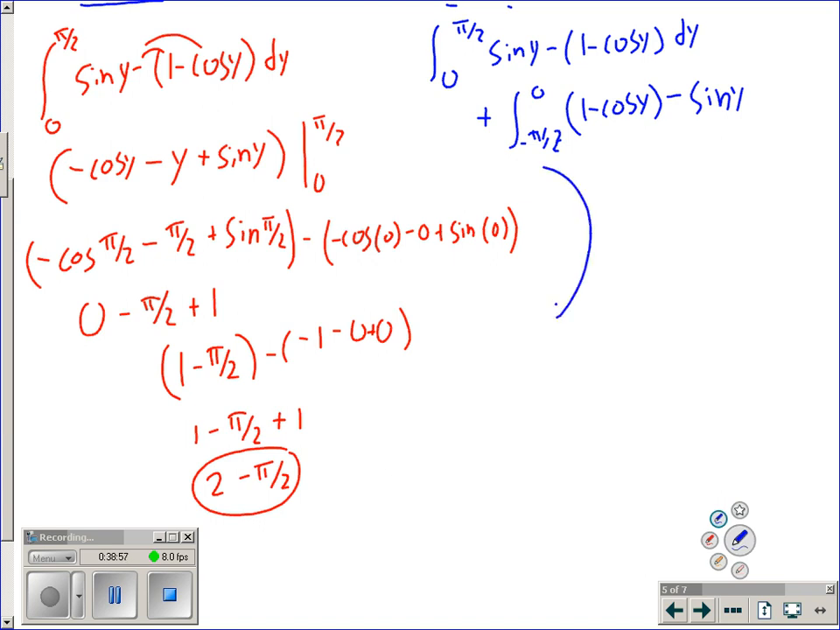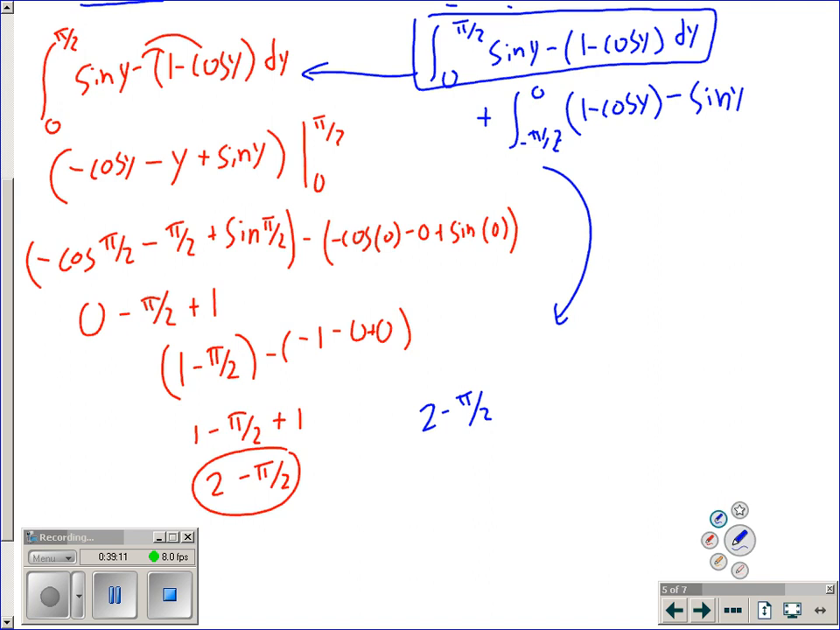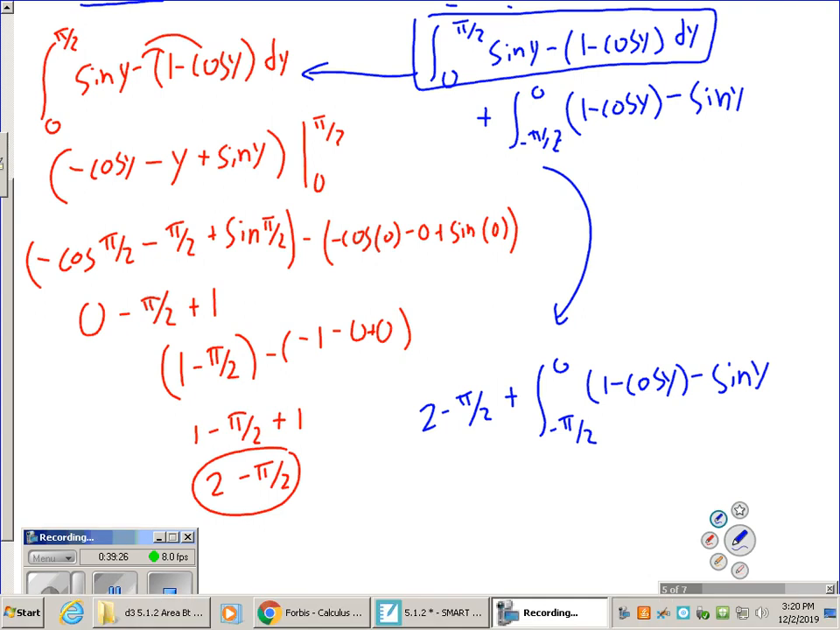So I'm going to go down here and solve this. Well, I already know what that's equal to, don't I? If you look over here, it's just the same as the area we found previously. So I know that's going to be 2 minus pi over 2 plus, and now the integral from negative pi over 2 to 0 of 1 minus cosine of y minus sine of y. Okay, so let's go through and solve that piece out real quick.